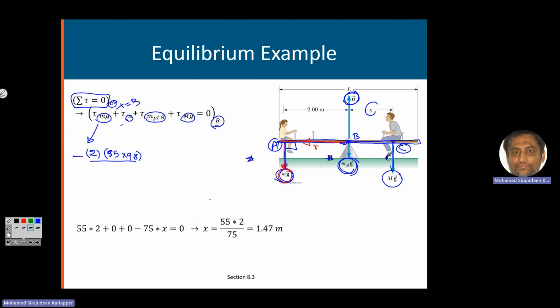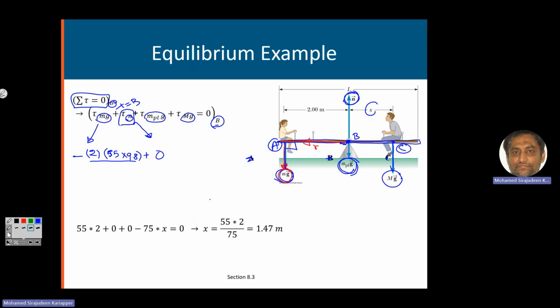Now the torque from the normal force. Can someone tell me quickly what is the answer for that? 0. Why? The force is applied at B, and we have to get the distance from the pivot point, which is also B, to where the force is applied. So we need the distance from B to B. The distance is 0. So that's why this becomes 0. So the torque from the normal force is 0.